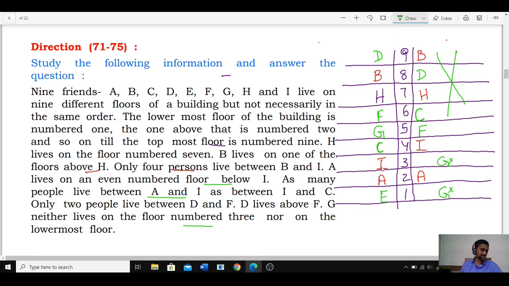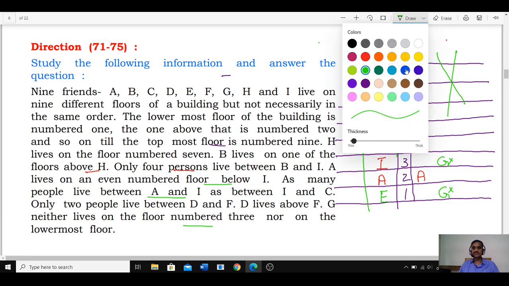Clear now? This is how these 9 persons are staying on these 9 different floors. Each person lives on a different floor. Clear? This is about question number 71 to 75. Then next one.